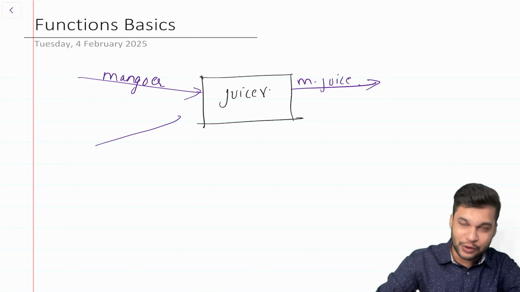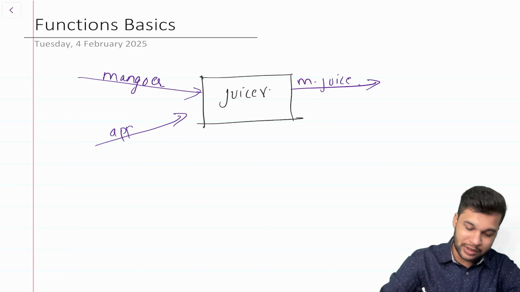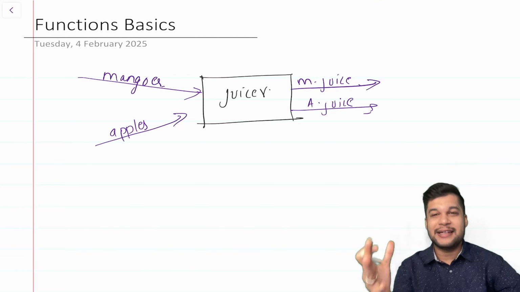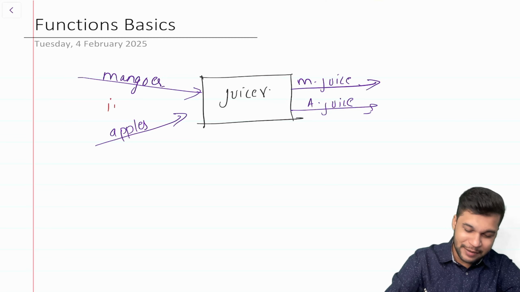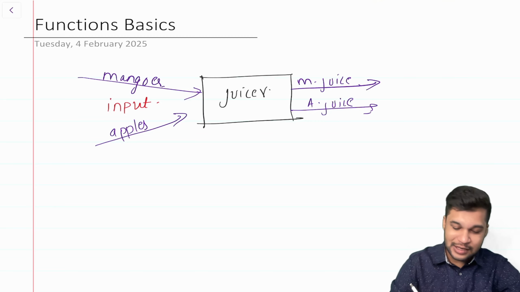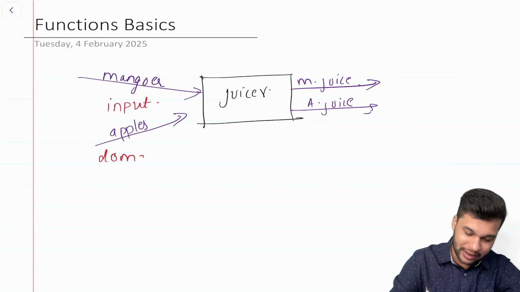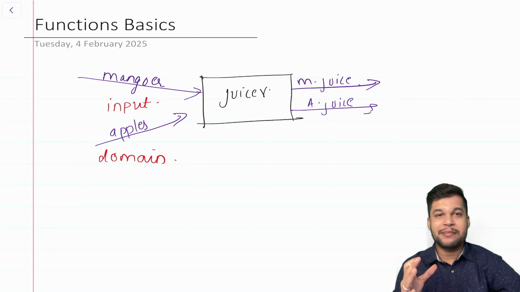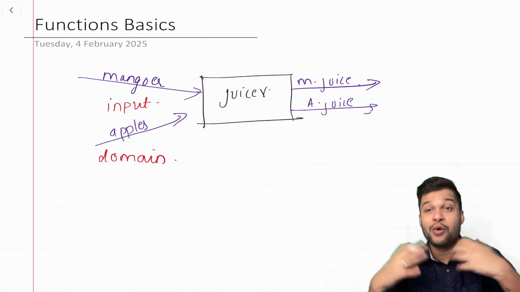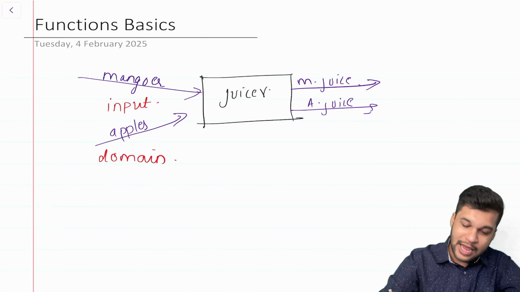If you put apples into it, what do you get? You get apple juice, right? So the things which you are putting inside the juicer, the input over here, mangoes and apples, these are known as domain. So domain is nothing but things that can go inside the function, things which are allowed to go inside a function, right?